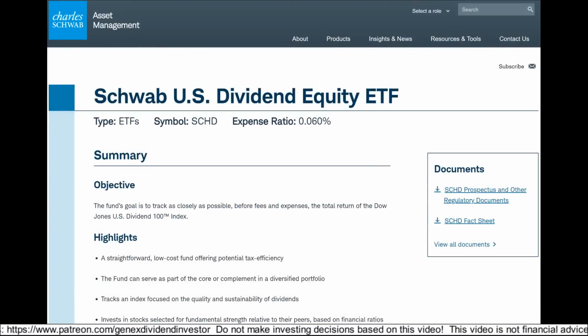Okay, SCHD is the Schwab US Dividend Equity ETF, which was started in 2011 and holds around 100 stocks at an expense ratio of 0.06%. That's a nice and low expense ratio, and it just means that if you invested $10,000 into SCHD, then Schwab takes $6 of your returns each year as a fee.